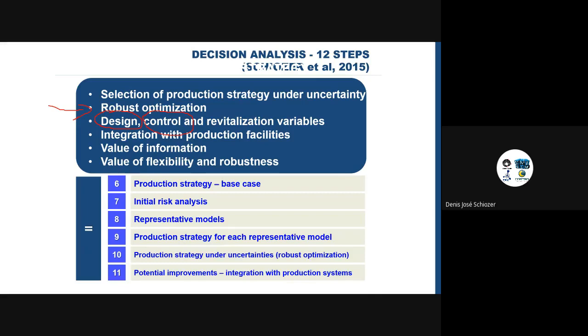So we call this group 1, group 2 and group 3. And at the end, we have to optimize the 3 groups of variables in order to have a good production strategy. Okay.